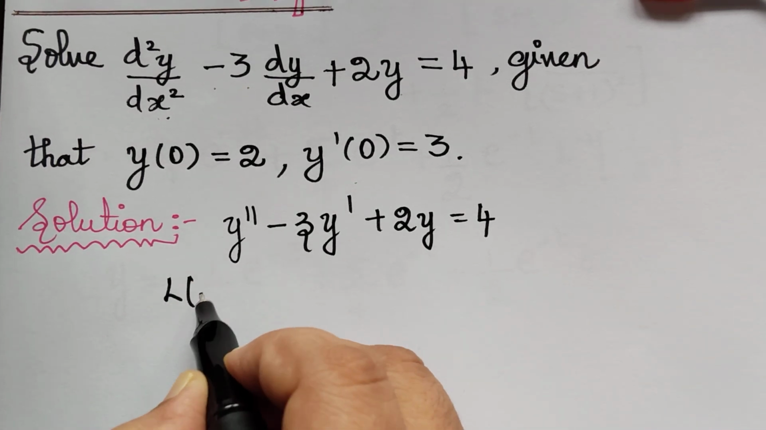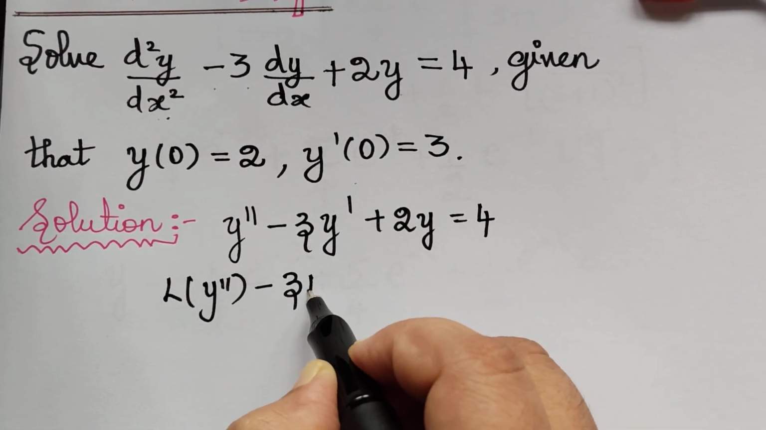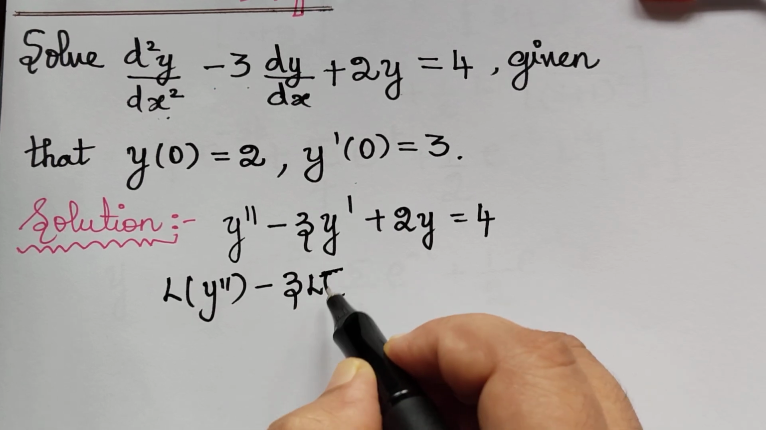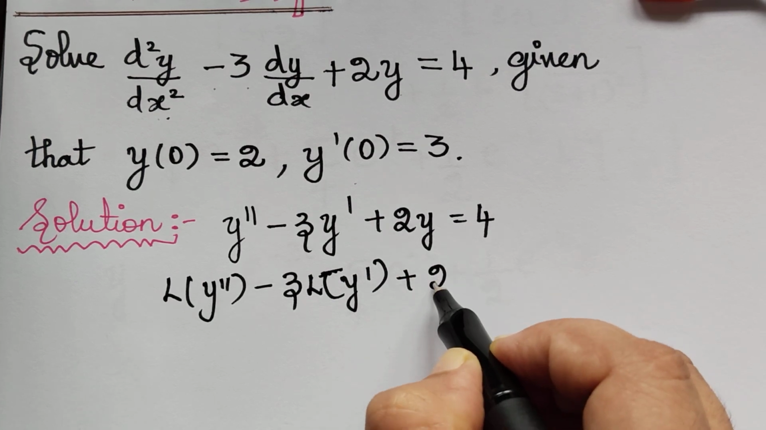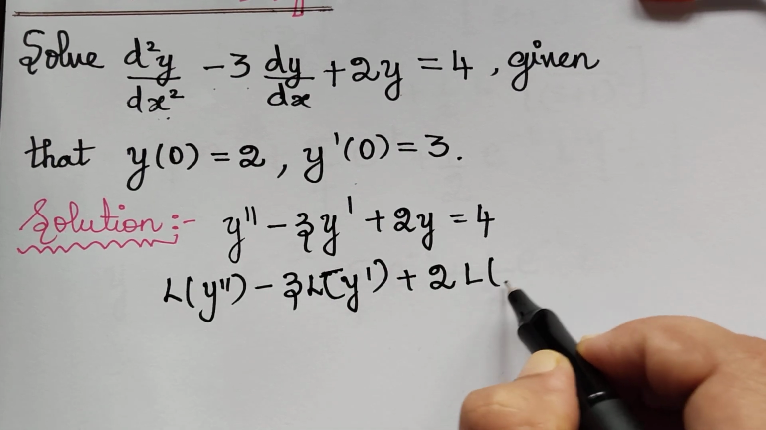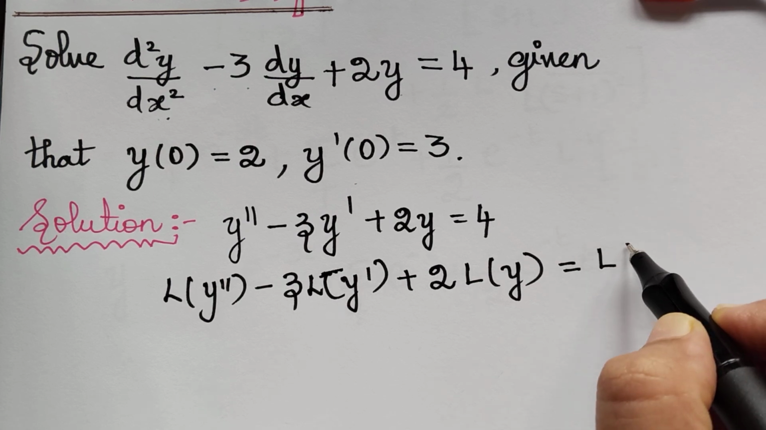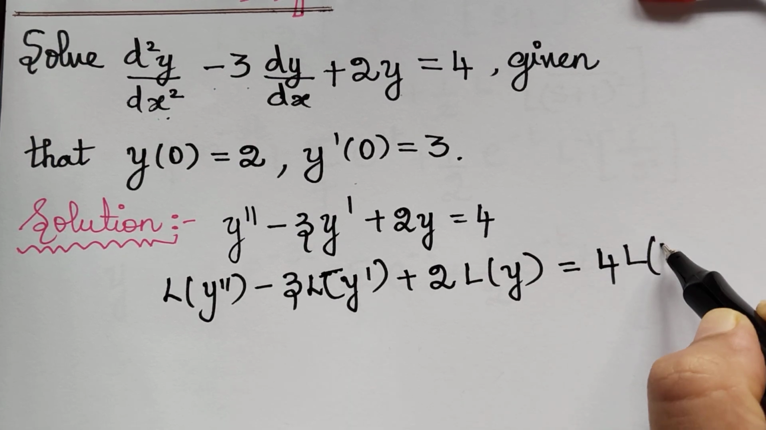So we will get L of y double dash minus 3, which is a constant and can be taken out using the scalar property under Laplace transform, and then L of y dash, and then plus 2 multiplied with L of y, since 2 is a constant, is equal to L of 4. 4 is a constant which we can take out, and so we will have L of 1.